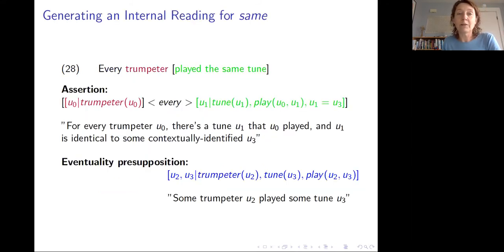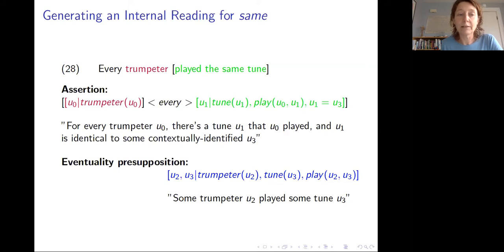Before we can talk about why we think 2 does not generate an internal reading, we have to talk about how internal readings are generated for same. And here we will give a simplified version of Hart and Mickelson's 2020 account. So consider 28, our example of an internal reading. Every trumpeter played the same tune. Here we have the restrictor trumpeter in red, and we have the nuclear scope played the same tune in green.